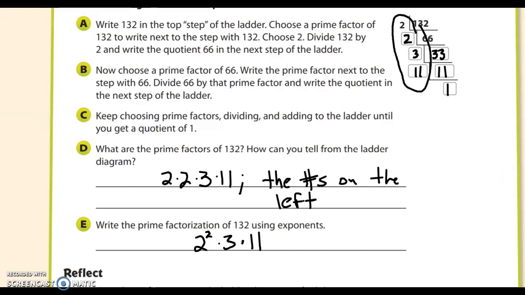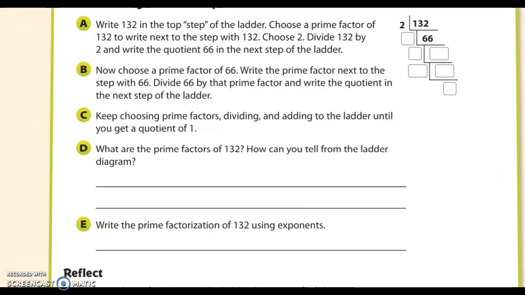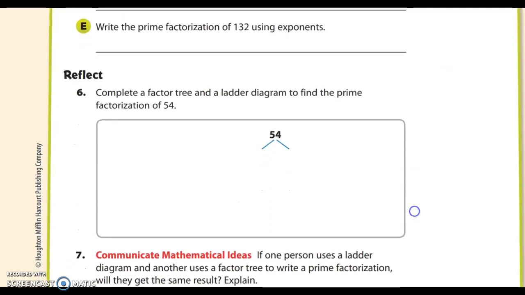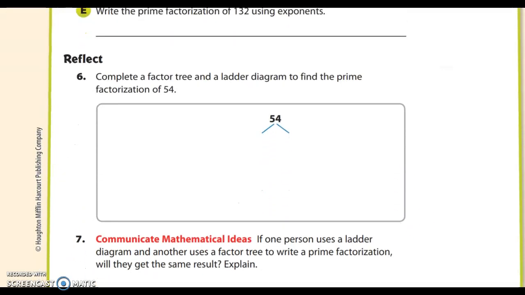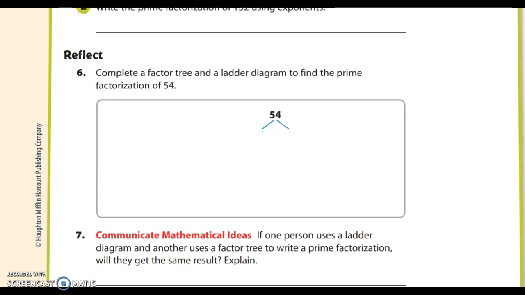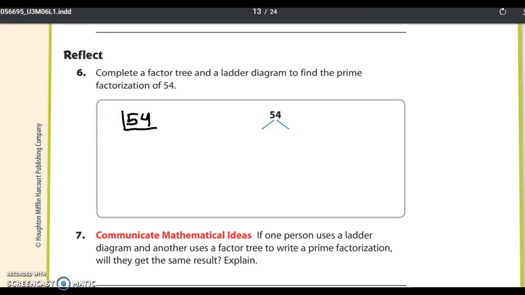Alright, down here on the reflect, it's going to ask us to compare a factor tree and a ladder diagram, and I'm going to show you how to do that. It says complete a factor tree and a ladder diagram to find the prime factorization of 54. So basically I was going to do that up top with 132, but I'm going to do it with 54 here. So what we can do is we can put 54 in a ladder diagram, and we can put 54 on a tree diagram.